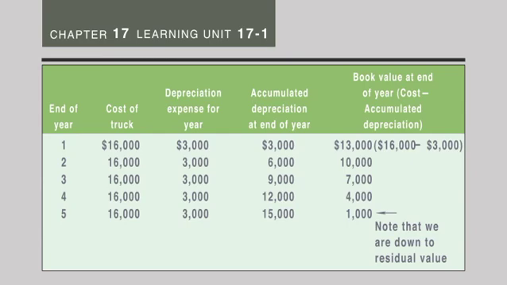It's the last year you have to be careful with, because the cost of the truck remains the same at 16,000. Depreciation again is 3,000 more. Our accumulated is built up to 15,000, and note we are down to our residual value, or book value, of 1,000, which is 4,000 less 3,000, or 1,000.